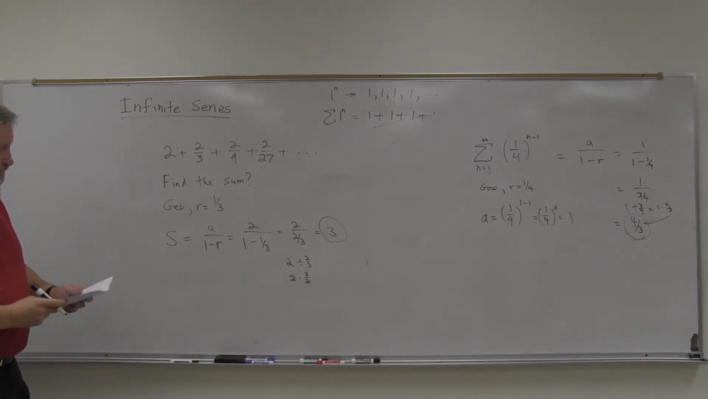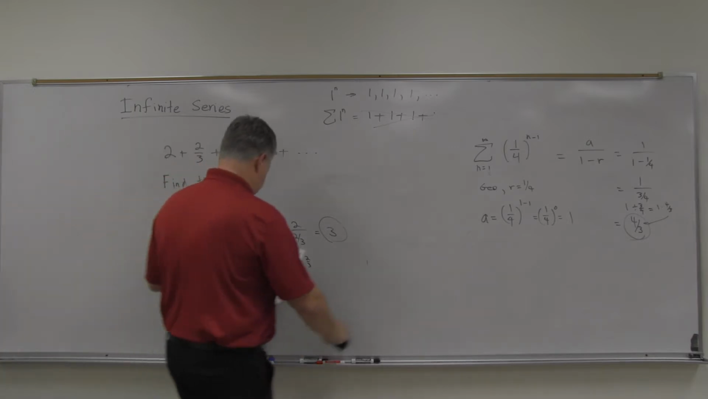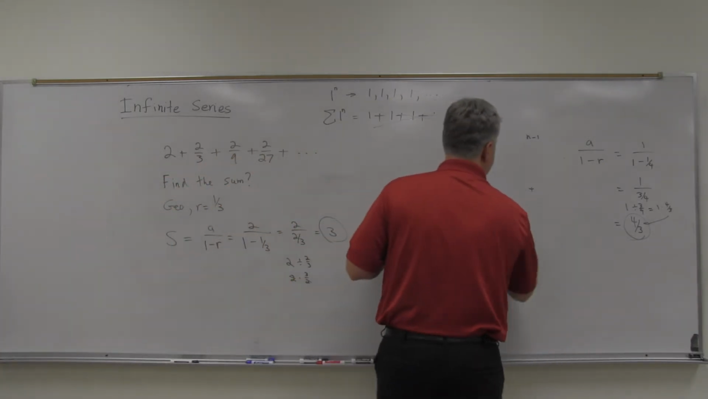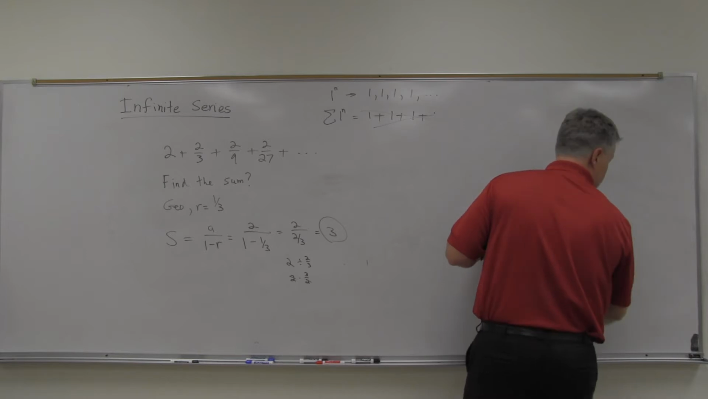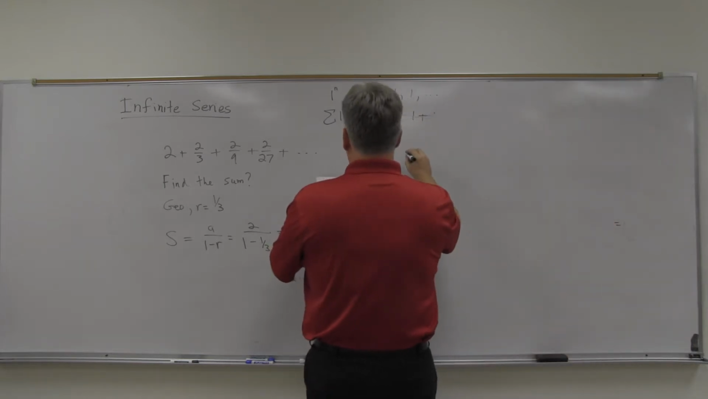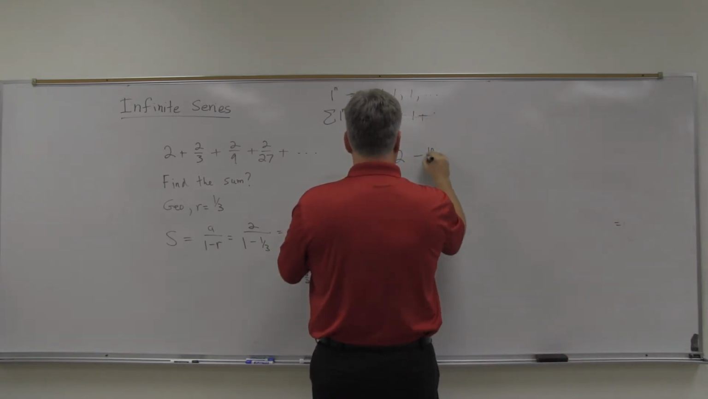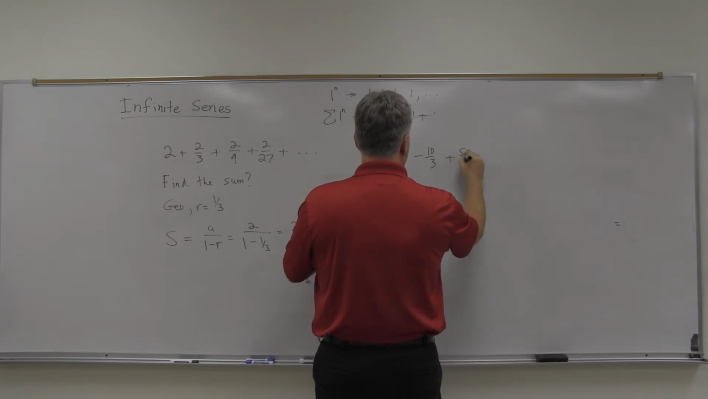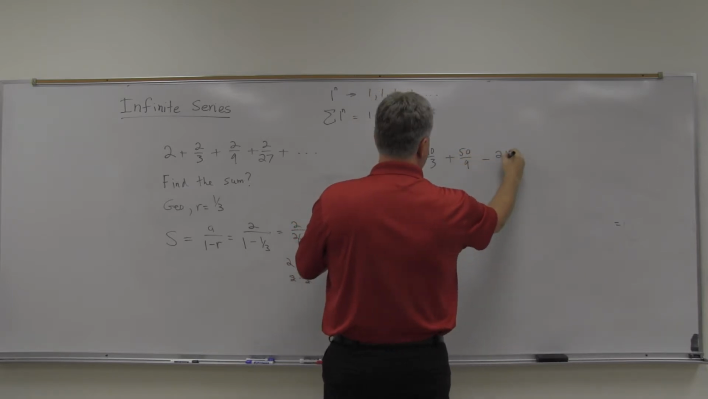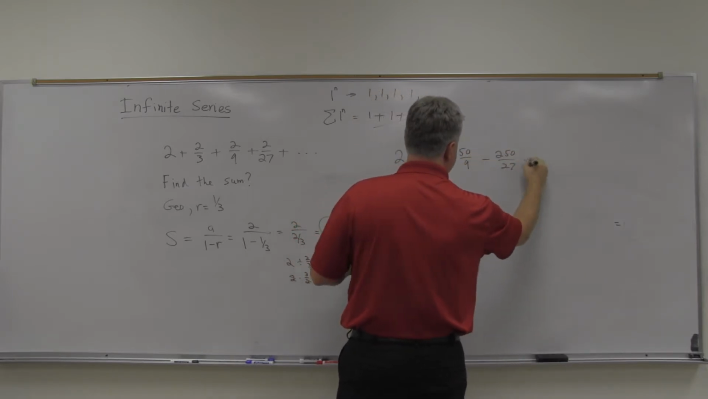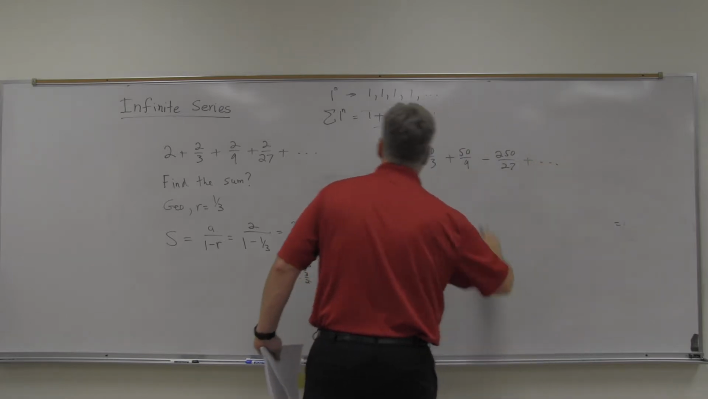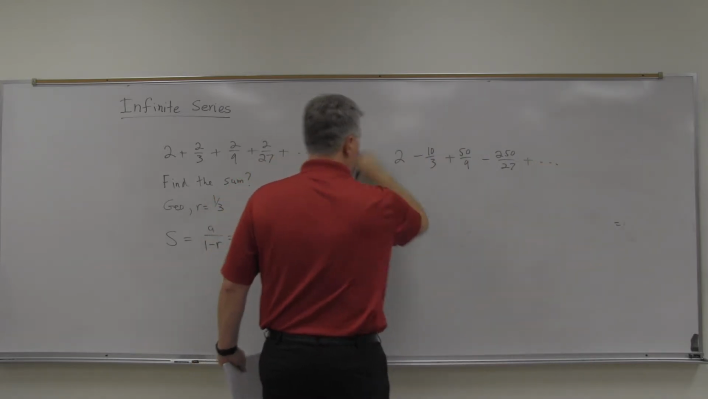Okay, one more like that. 2 minus 10/3 plus 50/9 minus 250 over 27. Is that one doable?